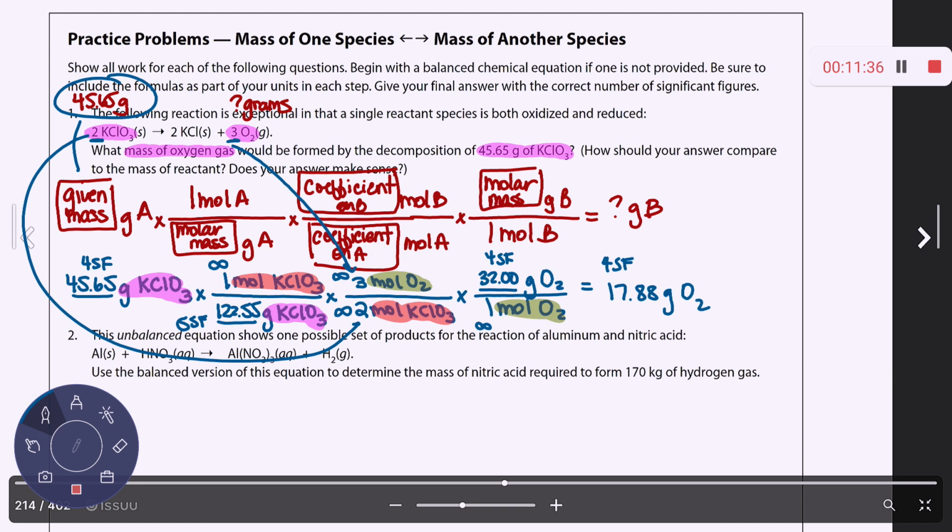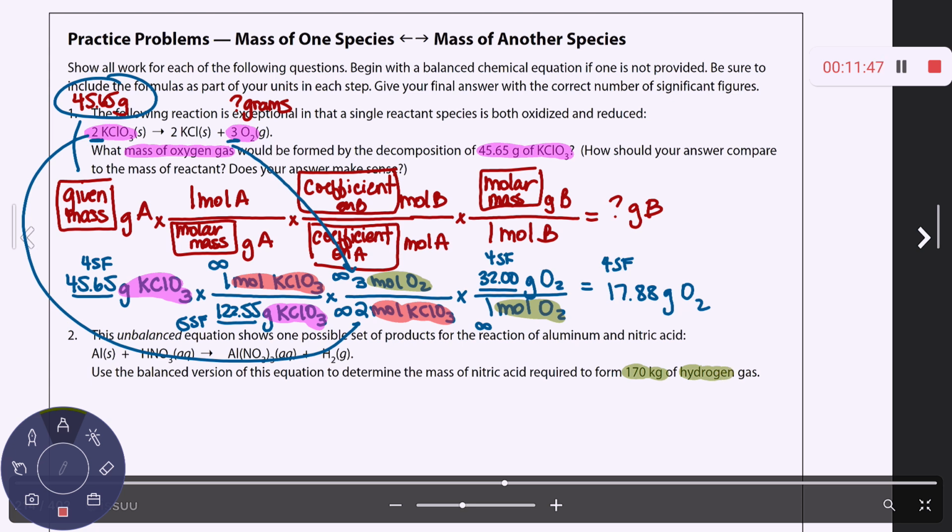Okay. Now, you may get a problem where they give you kilograms instead of grams. So for instance, right here in number 2, they give you kilograms of hydrogen gas. So obviously you would need to convert kilograms to grams first before you do all of this, okay? And if they ask you to determine the mass, I know I've said this before, that implies you're solving for grams, unless they tell you otherwise, okay? And then let's take a look at number 3. I just want to make sure you're aware of all the different scenarios that you might encounter, okay?